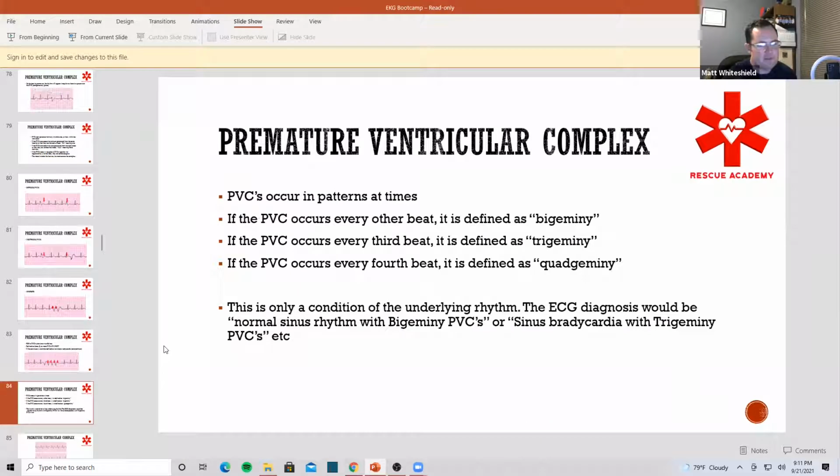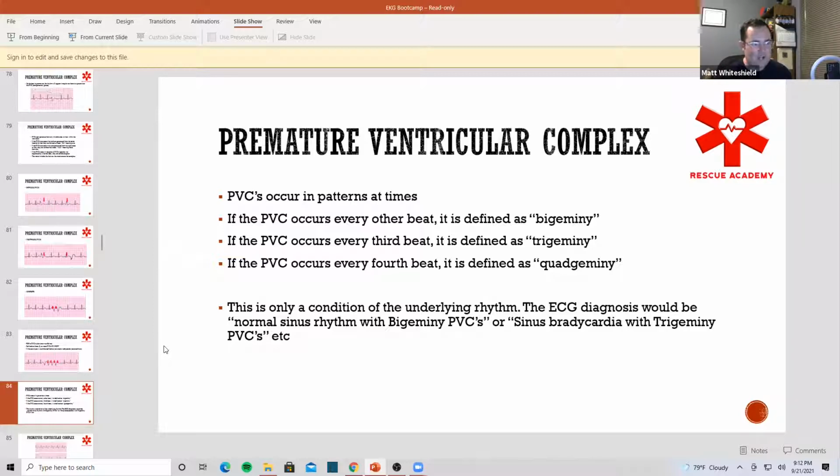Probably the worst of the PVCs is a run of PVCs. Now, here's another rule. PVCs can occur in patterns. If the PVC occurs every other beat, which means beat, PVC, beat, PVC, beat, PVC, and it continues, this is known as bigeminy. If it is every third beat, meaning beat, beat, PVC, beat, beat, PVC, that is known as trigeminy. And it is now quadgeminy if there are 3 beats in between each PVC.